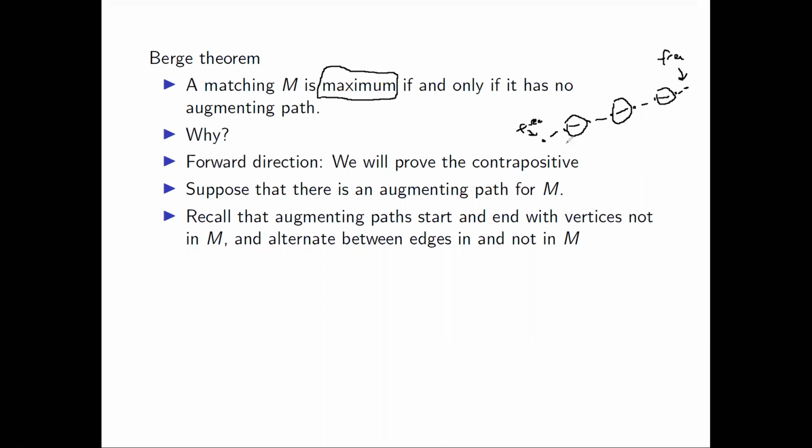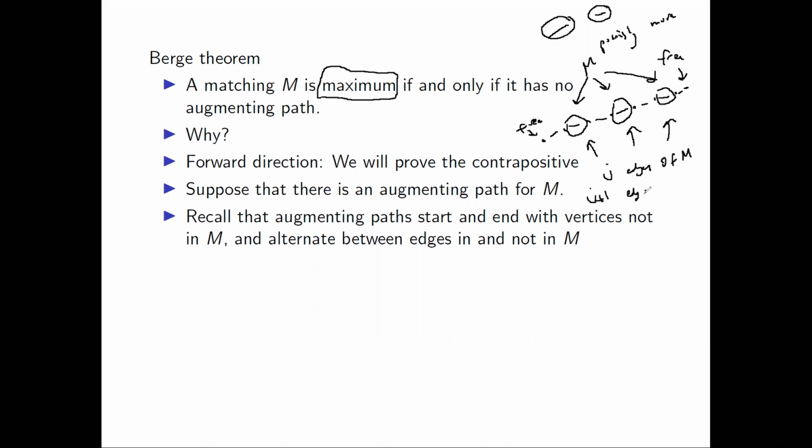So as you see, we have free vertices at the front and end, and the edges alternate between being in M and not in M. So our M, and there's possibly more of M out here, but these are not part of the augmenting path. So we see we have 3 edges of M on this path. In general, it's going to be J edges of M on the augmenting path for some J, and J plus 1 edges not in M.